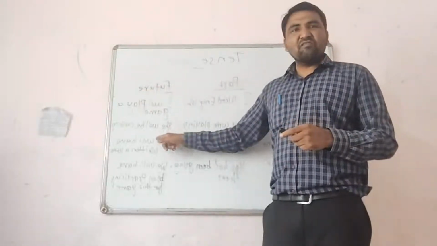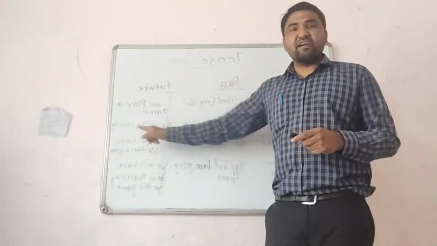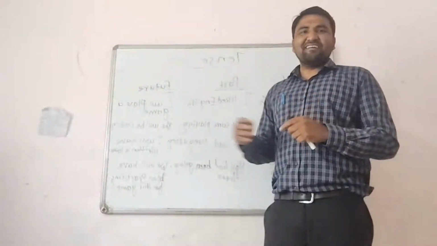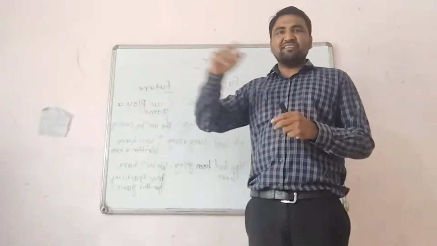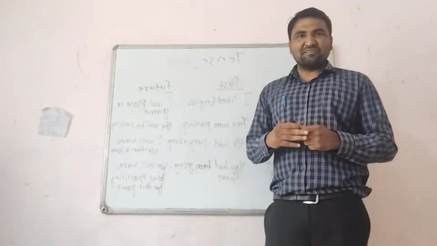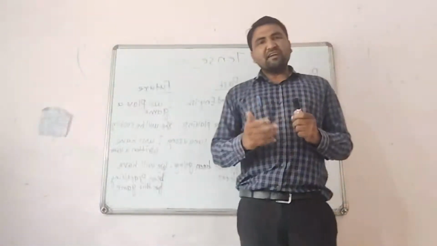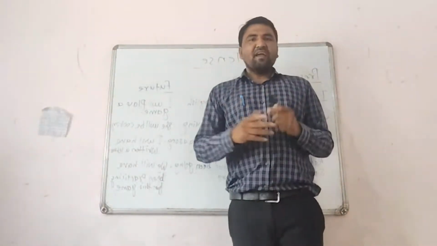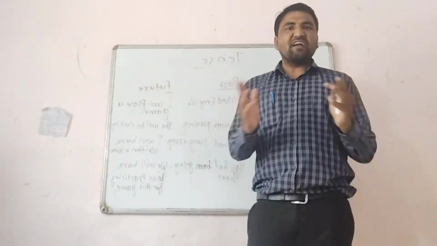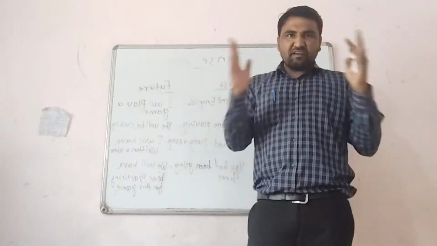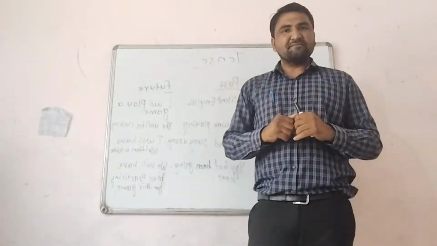When we talk about future continuous tense, now listen to me. I am going to explain future continuous tense. What is the future continuous tense, my dear student? Future continuous tense is nothing but any action which will happen in the future, and that action must be going on. That action must be progressive or incomplete in a particular future time.